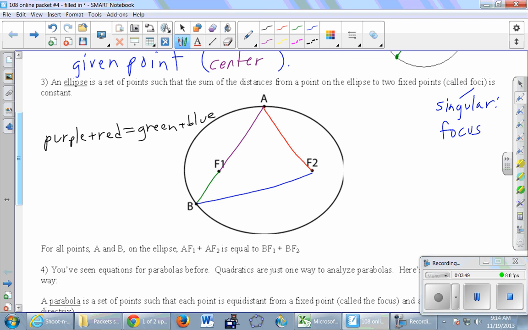So for example, if I pick this point, let's say right over here, I get to walk very short that way, but then longer this way, and the sum of those 2 black lines is the same as the sum of purple and red is the same as the sum of green and blue. So that's the definition of an ellipse, and that's how we make an ellipse. And so down here at the bottom, it says, for all points A and B, the distance between A and F1 plus the distance between A and F2 is the same as the distance between B and F1 plus B and F2.